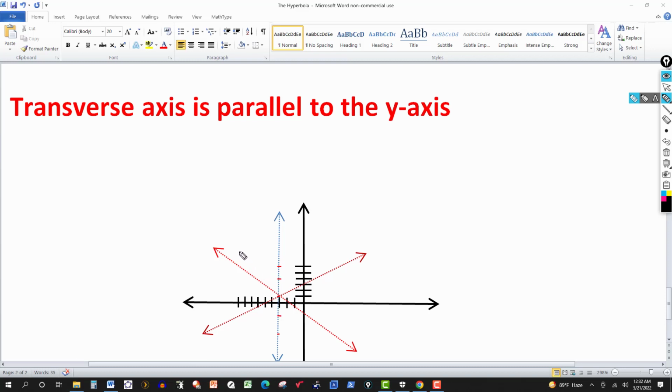So the graph then goes something like this, and approaches that, and the same thing down here. It passes through that vertex there, and then approaches the line.